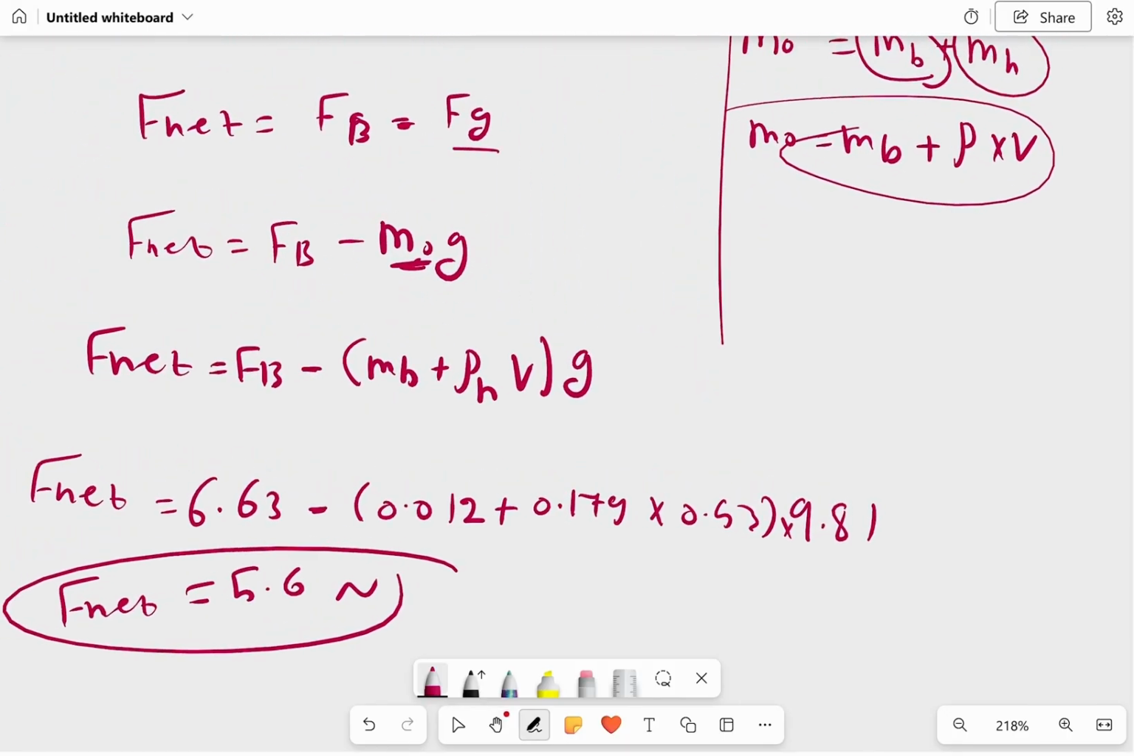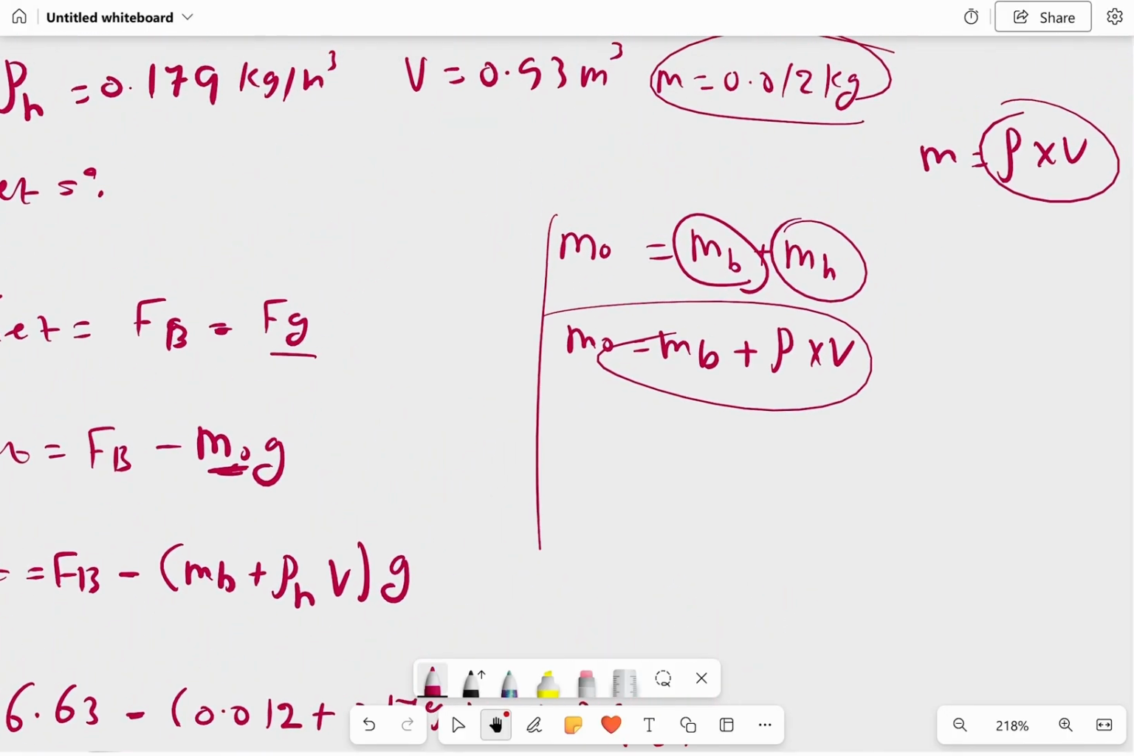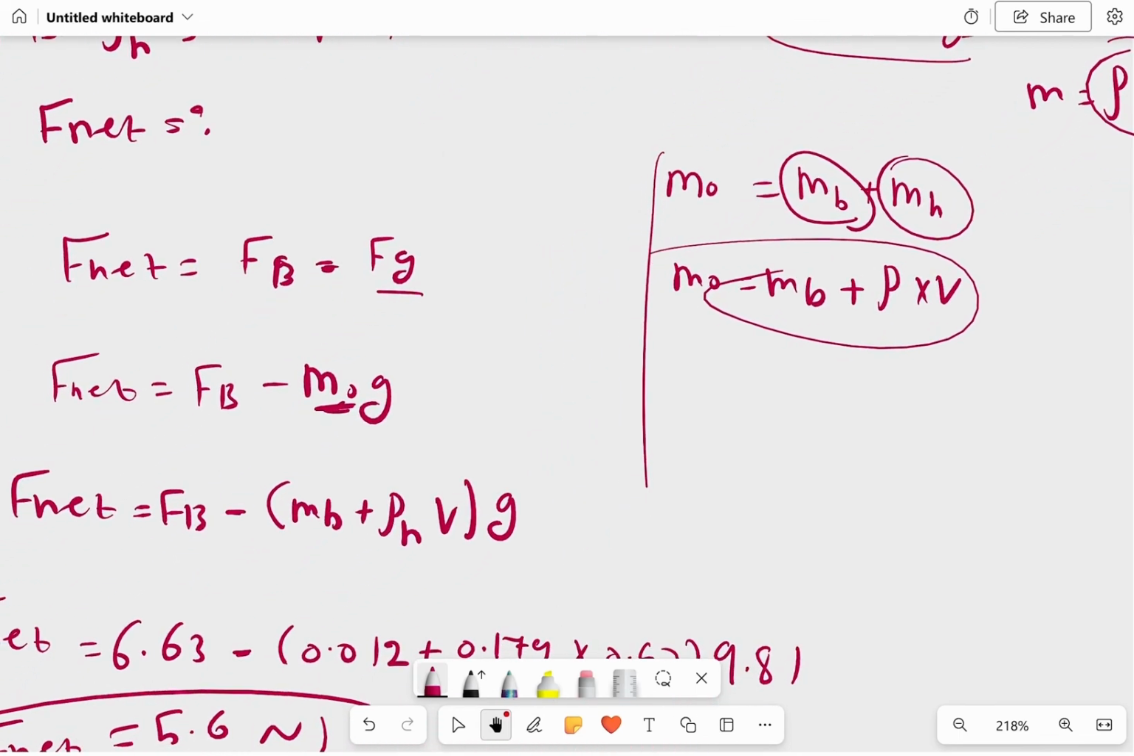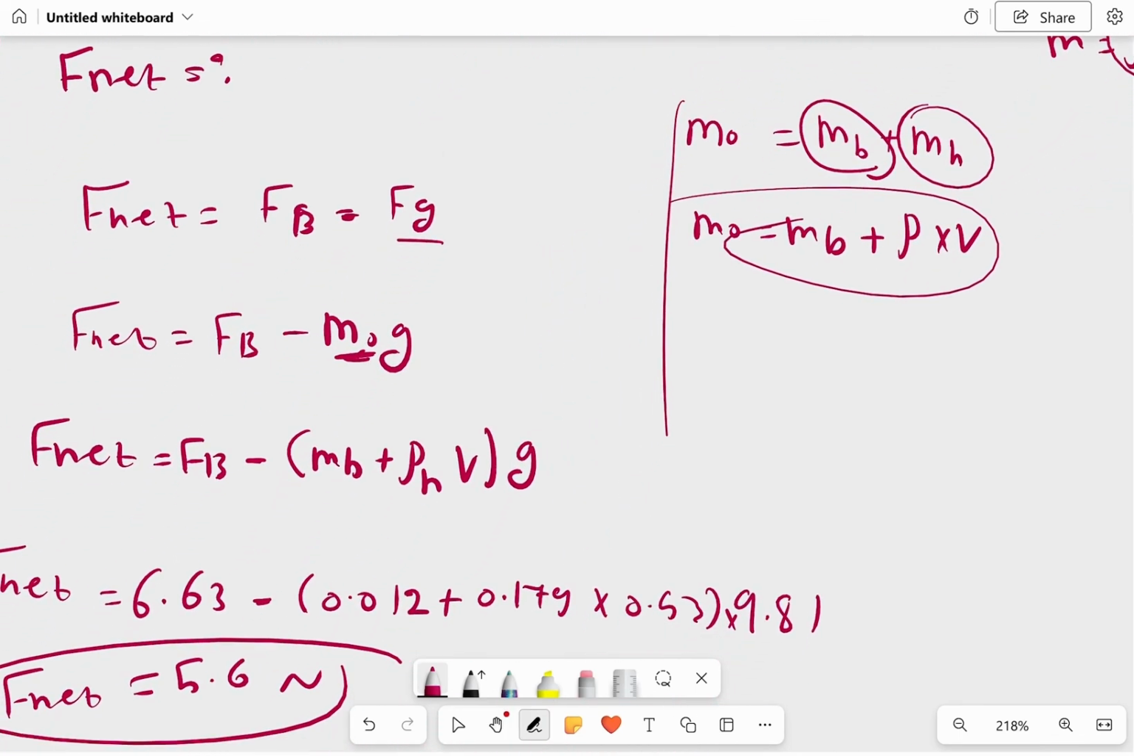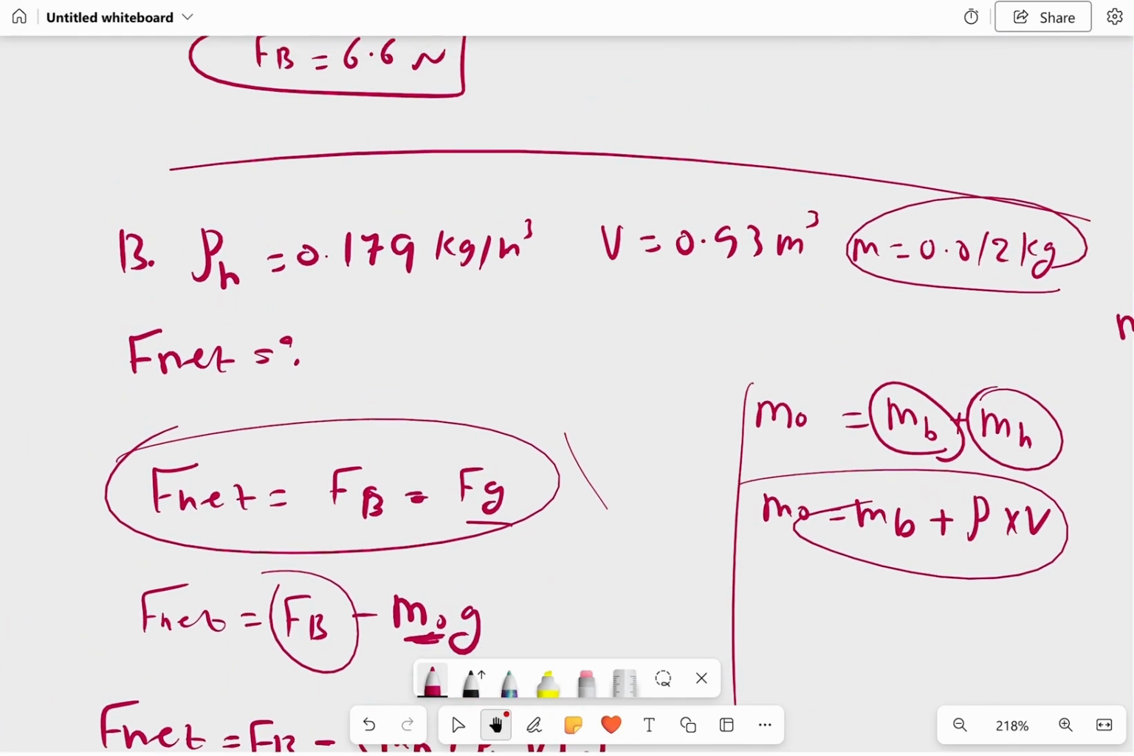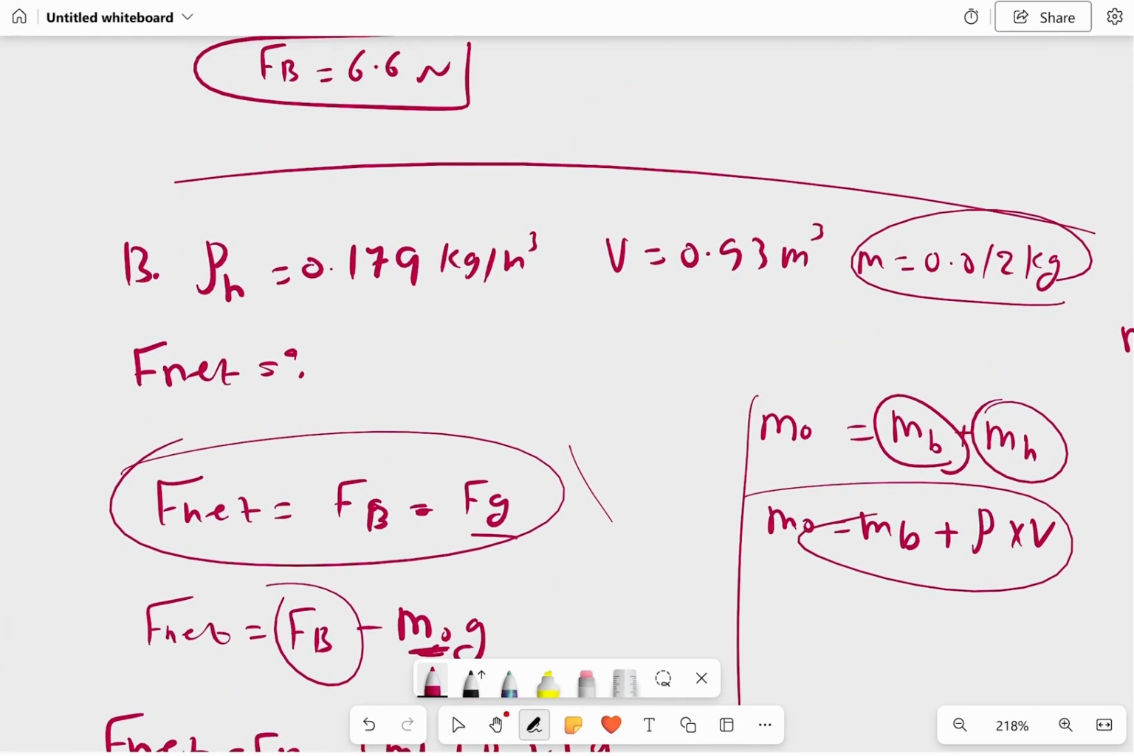I'll explain this question again, because it's a little bit confusing. Here, guys, we have F net. F net is equal to FB minus FG. FB here, we found it here. As you can see, FB is equal to 6.6 Newton. So you'll just leave it like this.